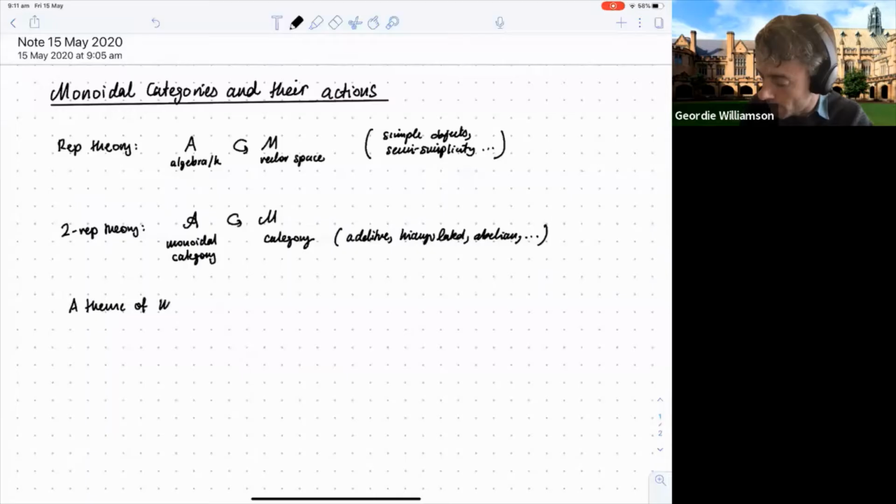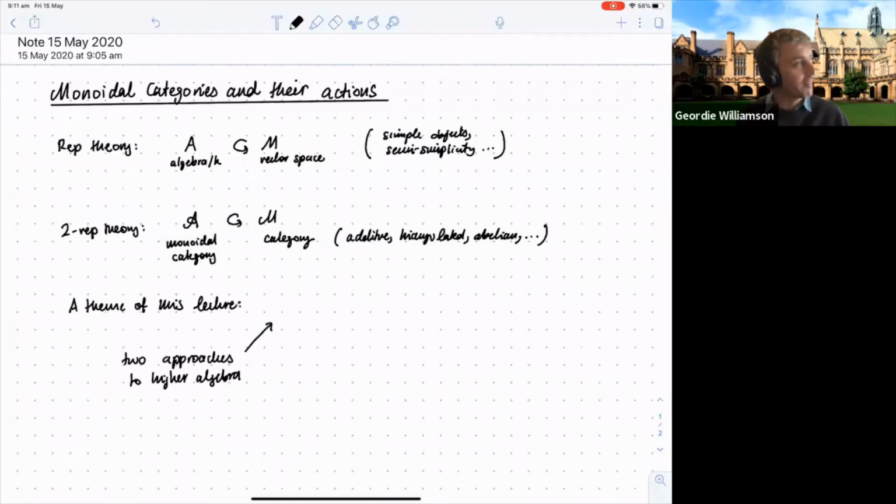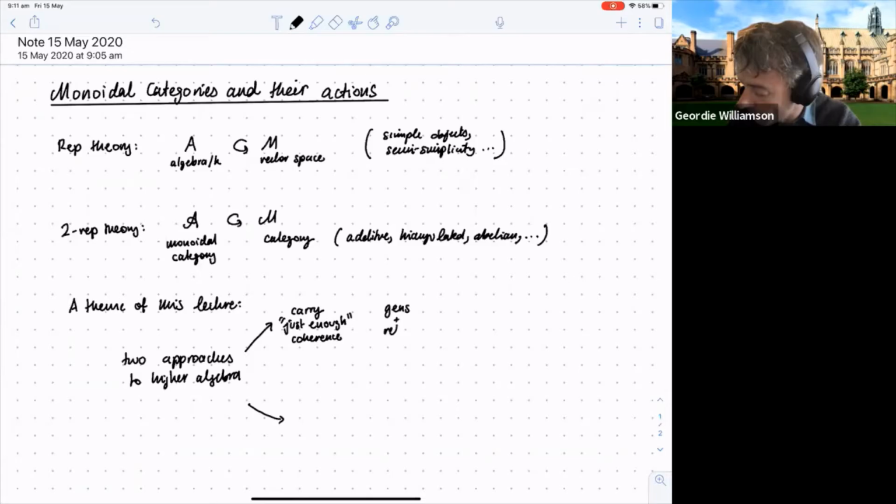And I just want to emphasize the following will be a theme: there are two approaches to higher algebra. But more precisely, there are two approaches to the coherence data of higher algebra. The first approach, I would summarize as saying, carry just enough coherence. And this is what I want to call generators and relations.